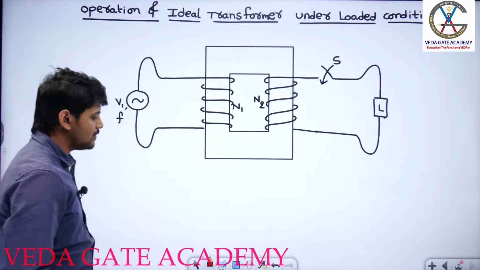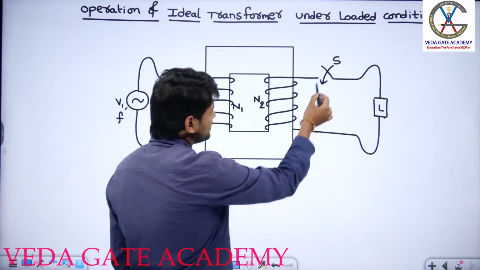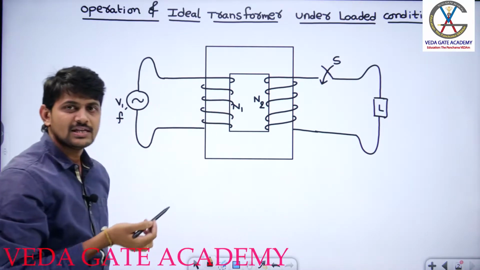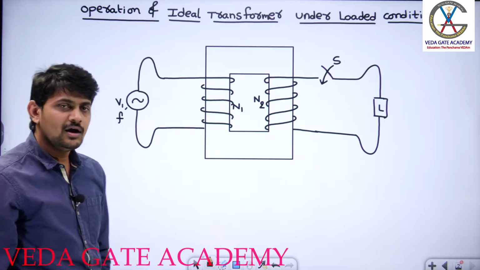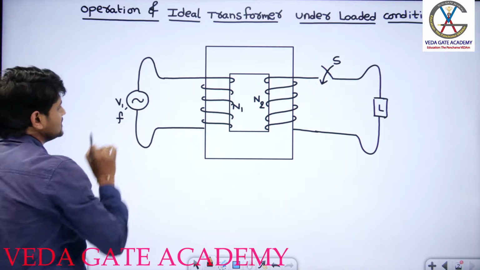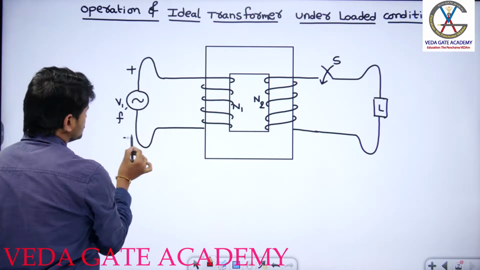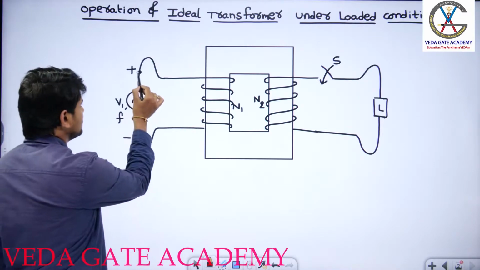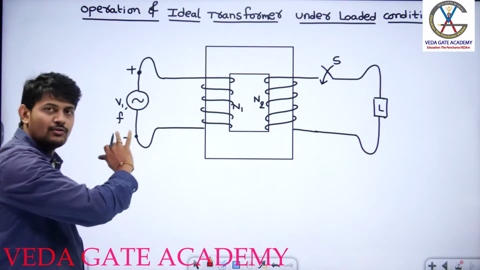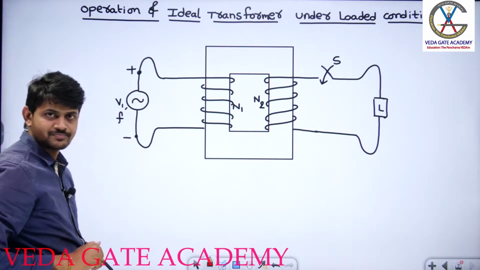So to understand this, I will close this switch. The moment I close the switch, what will happen? We can say that the transformer is operating under loaded condition. To understand the entire operation, I am going to consider this is an alternating voltage. I am going to consider this particular terminal is positive with respect to this one, and I will do the entire discussion with this assumed primary polarity. Okay, right.